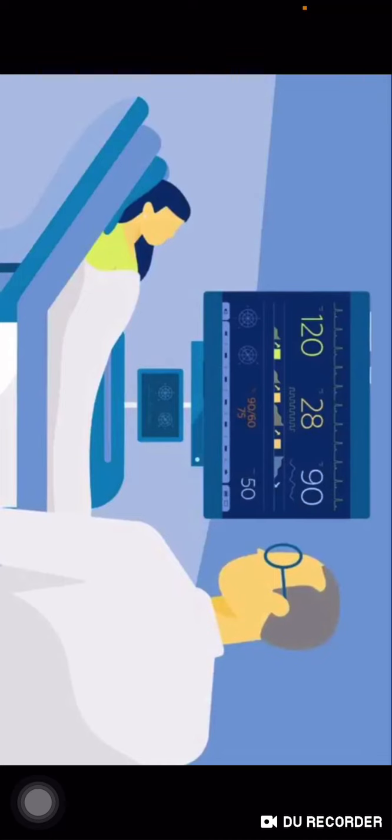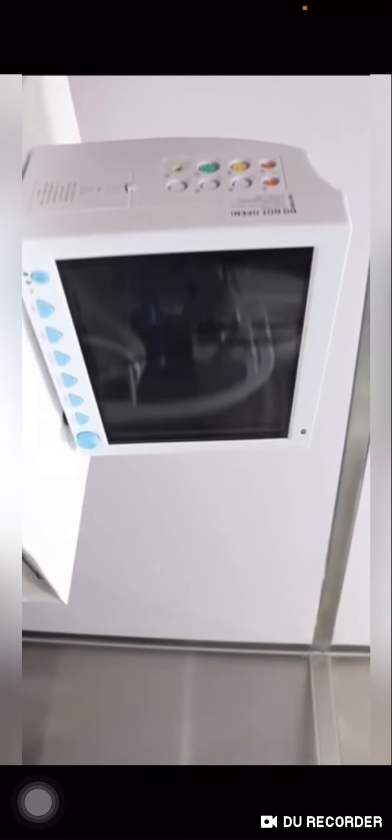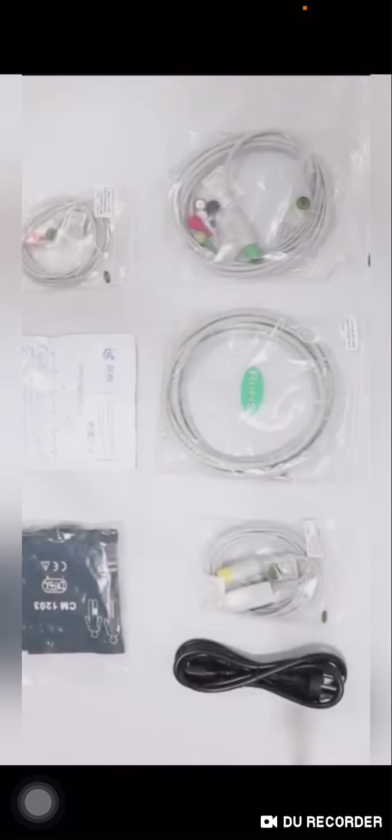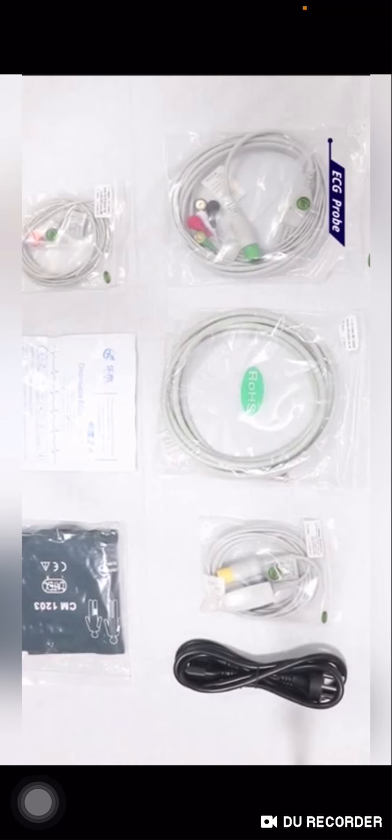The patient monitor is one of the most important instruments in the hospital, which monitors the patient inside the hospital. In this video, we are going to see what the patient monitor is. Let's go for an introduction to it.